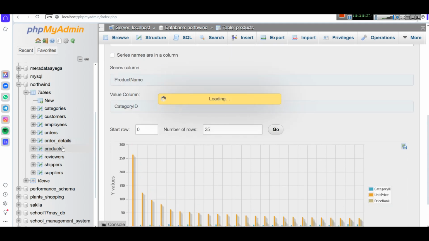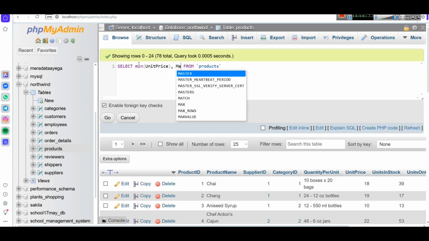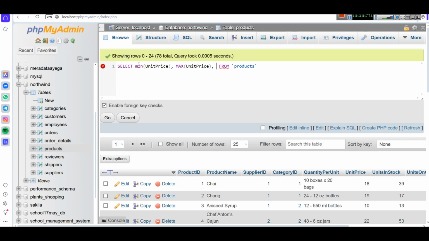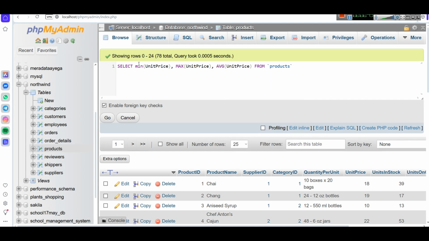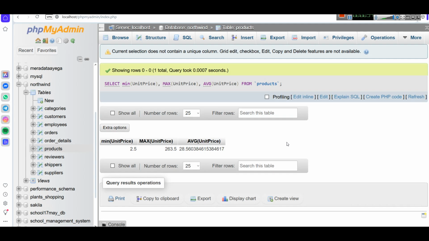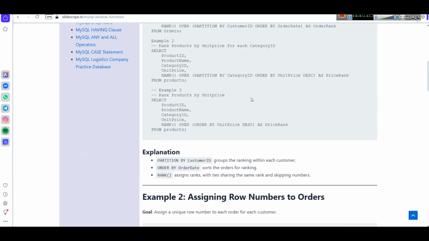For example, suppose we have to write: what is the minimum unit price, maximum unit price, and what is the average unit price. So we have to write them from the product table. If you run these three aggregate functions, you will get the answer that the minimum price is this, the maximum price is this, and so on. But these can be used with window functions also.